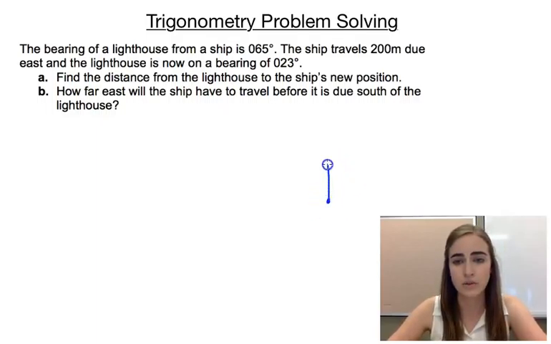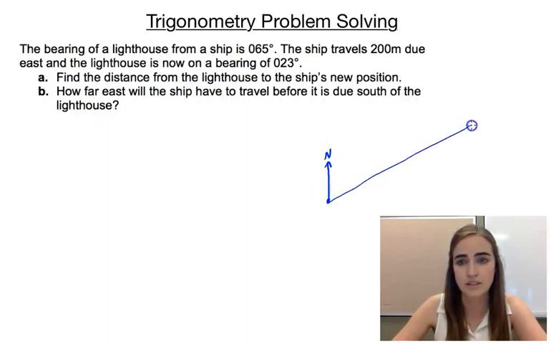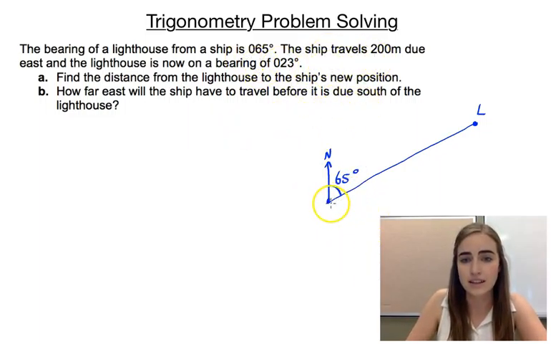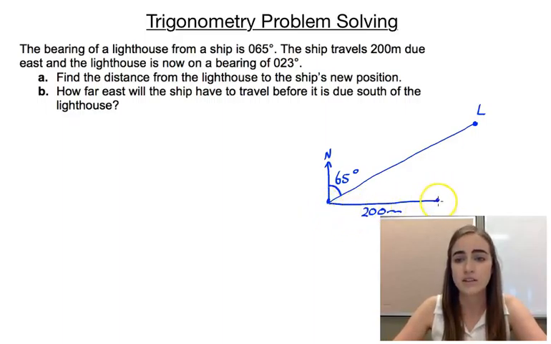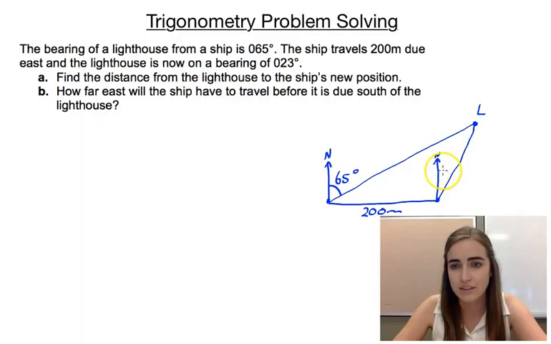So we'll draw in our north line. We've got a bearing of 65 degrees coming over here somewhere. So this is where our lighthouse is. And that means that this angle in here is going to be our 65 degrees. The question then says the ship travels 200 meters due east, so that's going to come this way. If this is the ship's new position, it's travelled 200 meters. And the lighthouse is now on a bearing of 23 degrees. So we need another north line from that new position. And the lighthouse is on a bearing of 23 degrees now. So that's 23 degrees in there.